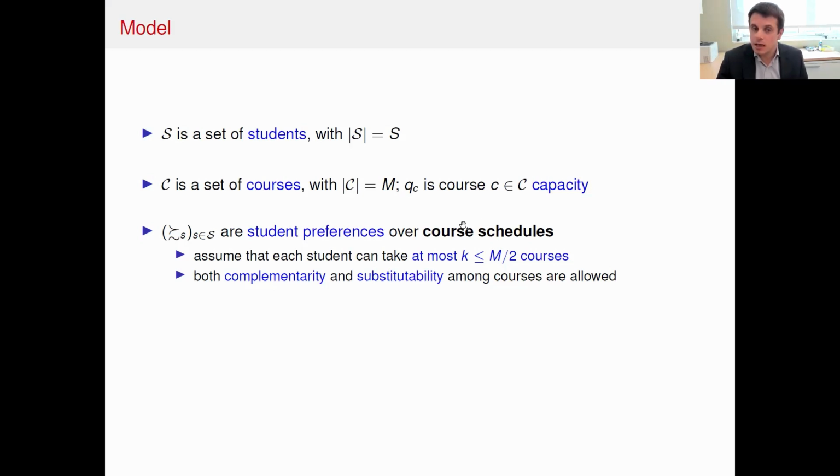But we assume that students can take at most K courses. So K, whenever you see K in the paper, in the presentation, it's 5. Think about it, it's 5. So it's a bounded number of courses they want to take. This is more or less correct in the data. In the data, only 5% of the students take more than 5 courses. This allows both complementarity and substitutability among courses.